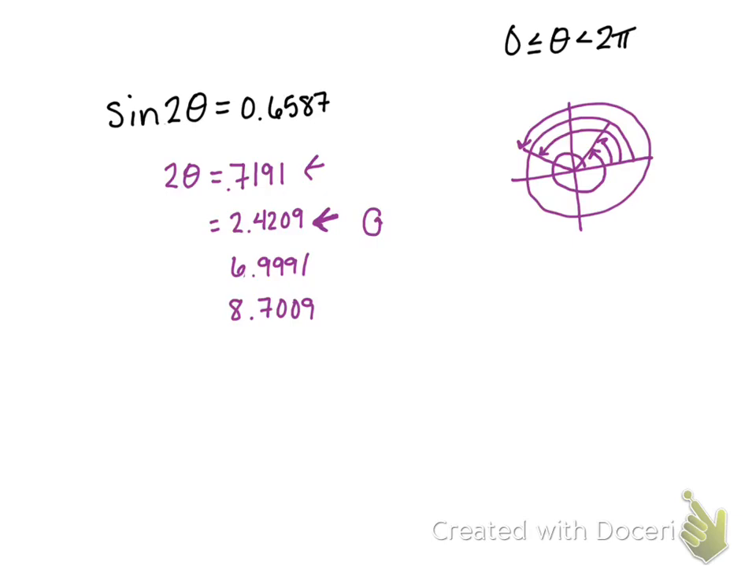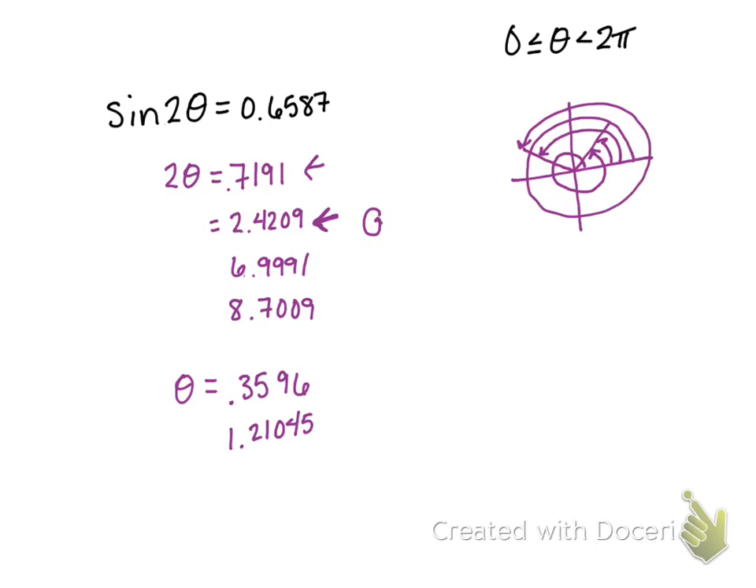Okay, so now that we have our angles for 2 theta, we now need to find our angles for theta. That means we need to divide each of these angles by 2. So we're going to start with our 0.7191 to find our theta angle. Theta equals 0.3596. 2.4209 divided by 2 is 1.21045.